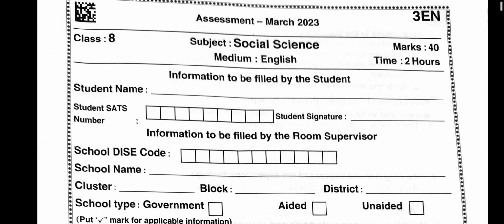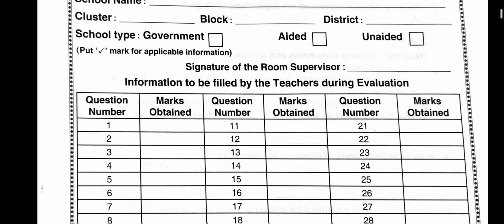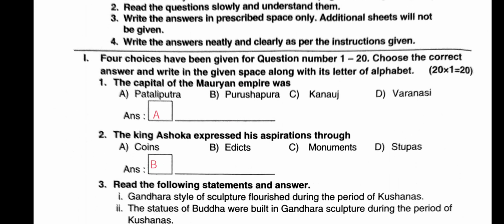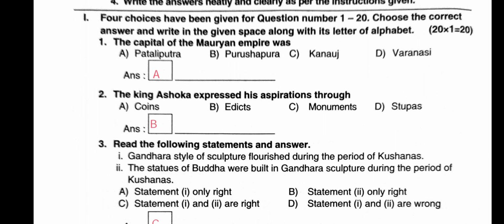Medium English. For class 8th examination, the public exam. The capital of Mauryan Empire was option A, Pataliputra is the right answer.